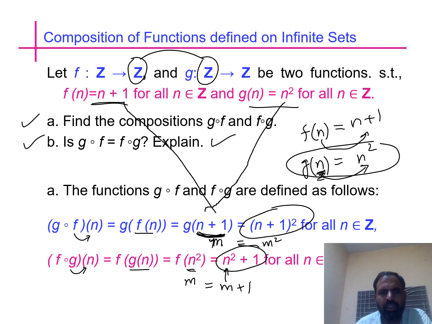f circle g of n is equal to f of g of n. Now here we put the value of g of n from this, so it is f of n square. Now we put in this the value of n, so the value is n square, so it's n square plus 1 for all n belonging to Z.